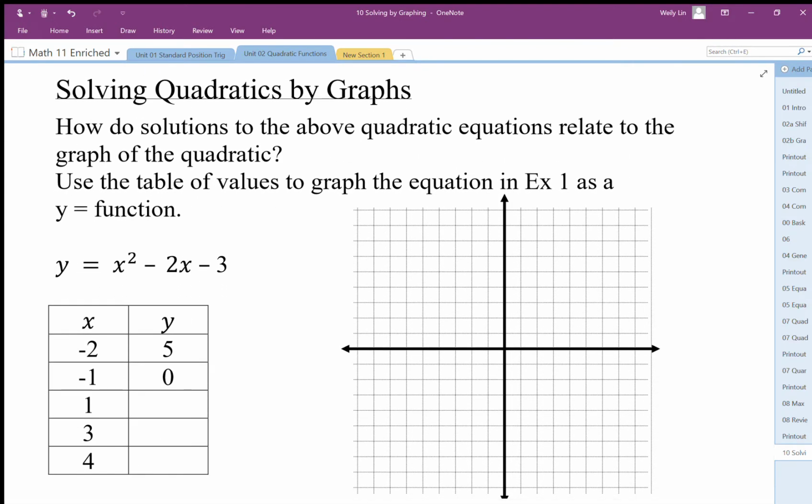So how do solutions of quadratic equations relate to the graphs of quadratics? Well, if we take a look at the table of values for this particular function, we can see that when x is equal to -2, y is 5. When x is -1, y is 0. So in fact, there's one solution right there.